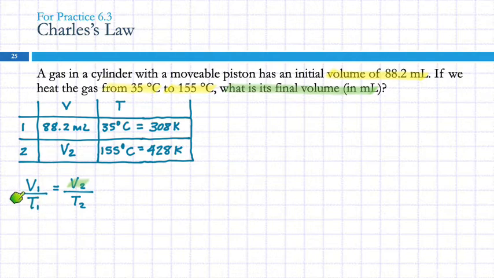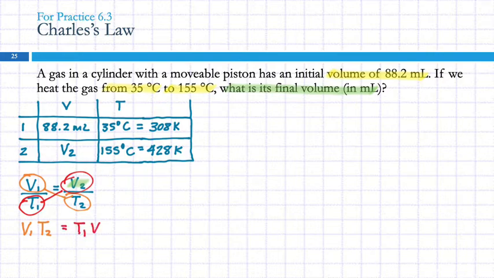And so when you're rearranging an equation that has fractions, the first thing you should do is get rid of the fractions. Cross multiply. So cross multiplying means that I'm going to take the top of one side and multiply by the bottom of the other side. So V1 times T2. And that will be equal to the bottom of the first side times the top of the other side. Now, if you write V2 T1 or T1 V2, it doesn't matter.